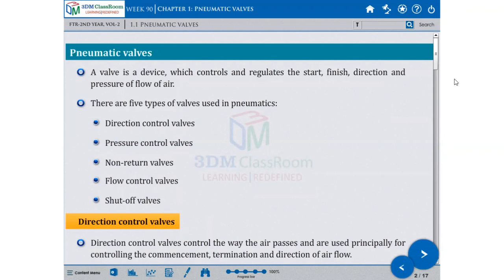Second is the pressure control valve. If there is a lot of pressure, more than enough, then we have the pressure control valve. It keeps the pressure of the air in the vessel at a required amount, not more than that. If it goes above that, the pressure valve will open against the spring force, and the excess pressure is thrown out.